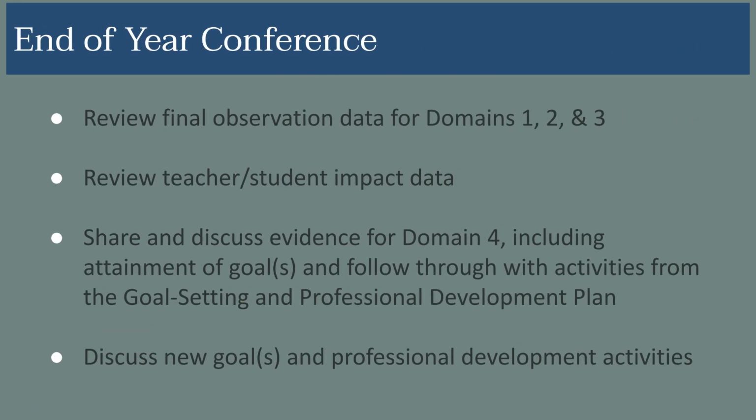As the school year winds down, we will sit down for our final collaborative meeting, the end-of-year conference. During this meeting, we will accomplish 4 main things. First, we'll review the finalized observation data for Domains 1, 2, and 3. Second, we'll look at teacher and student impact data. Third, this is your time to shine with Domain 4. We will look at your collected evidence, see how you attained your goals, and review your follow-through from your initial professional development plan. Finally, we look forward, discussing new goals and PD actions for the upcoming school year.